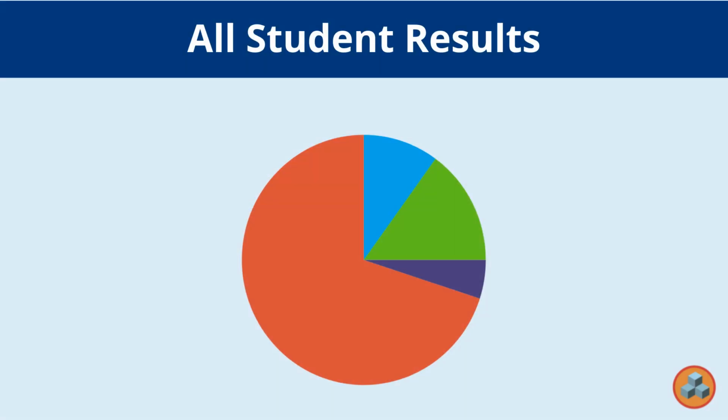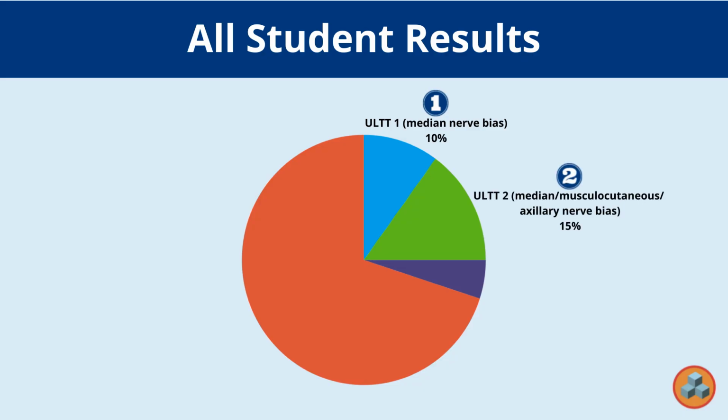Let's explore the all-student data. 10% of students selected option 1, ULTT1, median nerve bias. 15% of students selected option 2, ULTT2, median musculocutaneous, axillary nerve bias. 5% of students selected option 3, ULTT3, radial nerve bias. 70% of students selected the correct response of option 4, ULTT4, ulnar nerve bias.